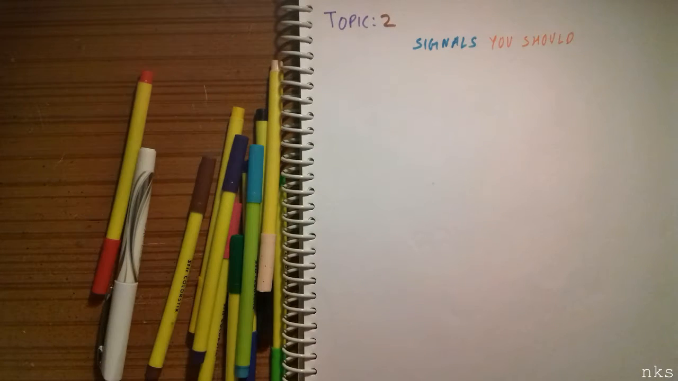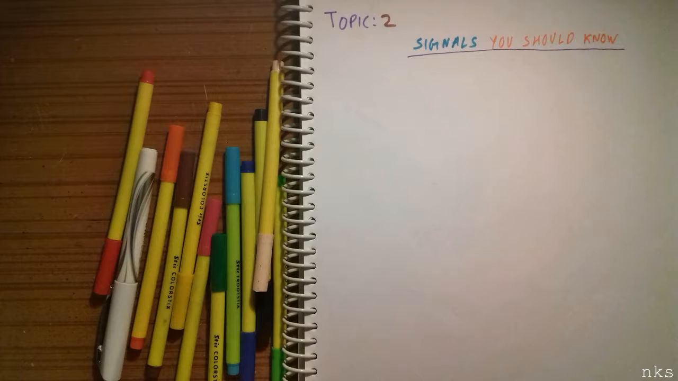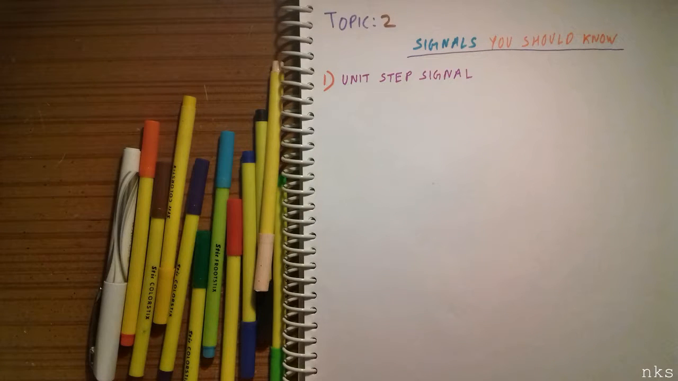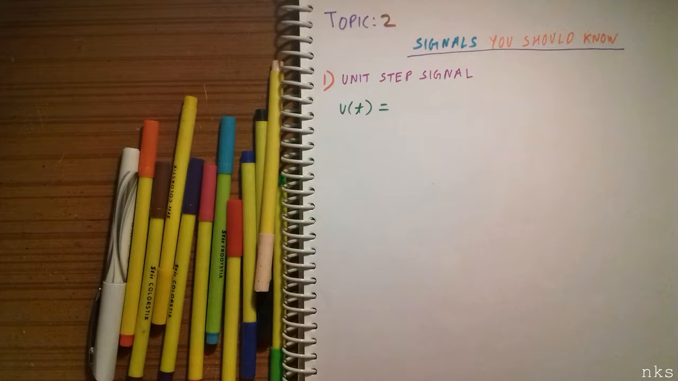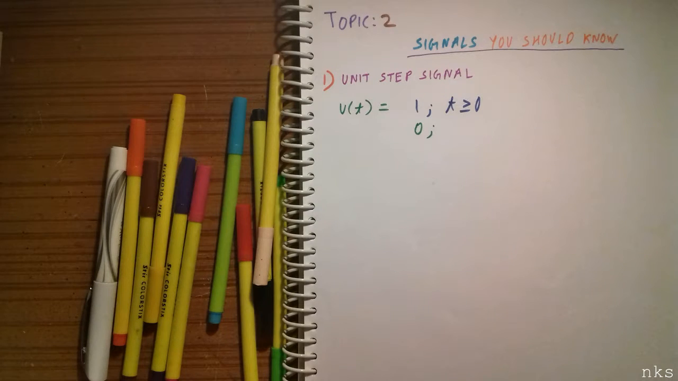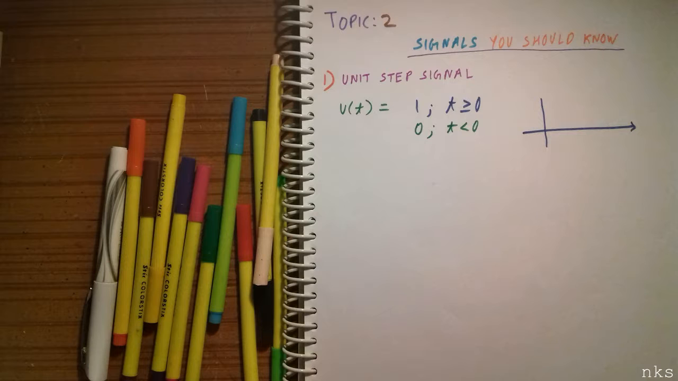Signals you should know. First signal is the unit step signal. u(t) is equal to 1 when t is greater than or equal to 0. It is 0 when t is less than 0. For this time, just remember this statement. Now we will draw the signal.